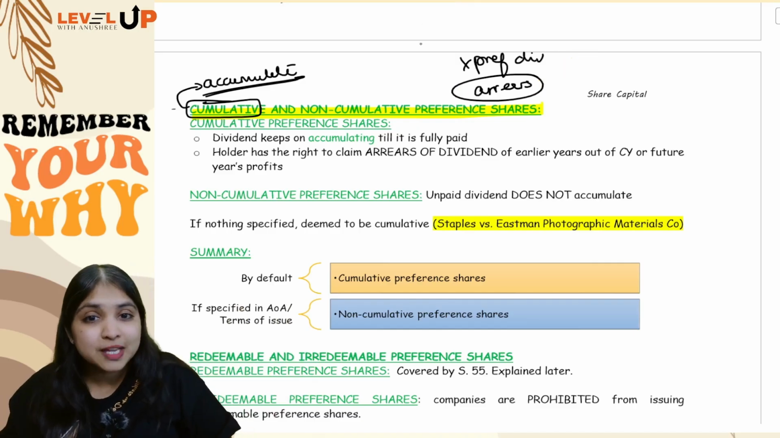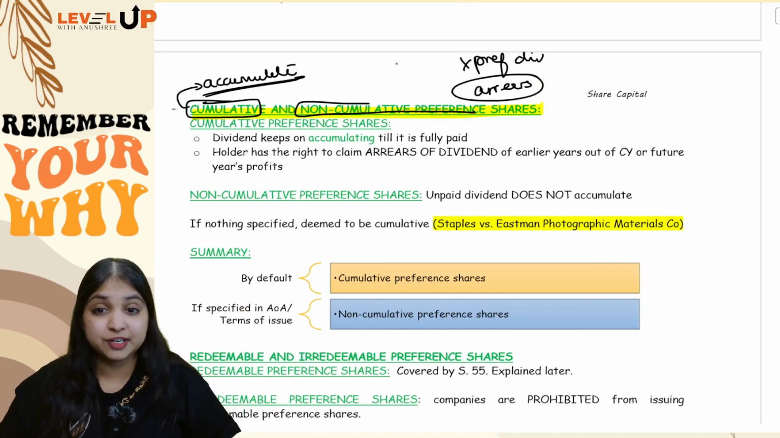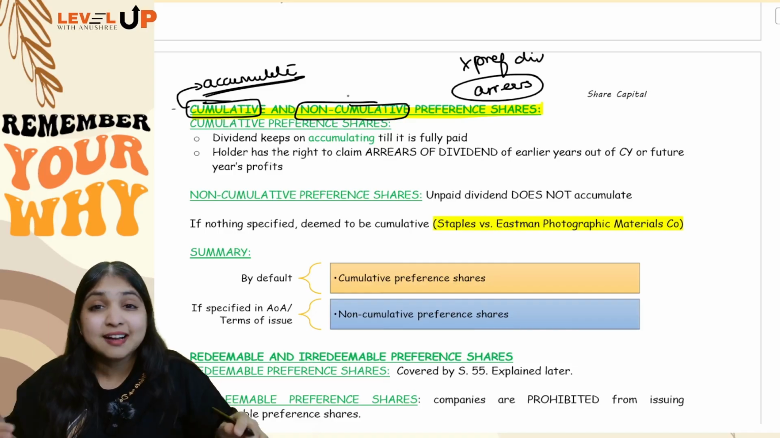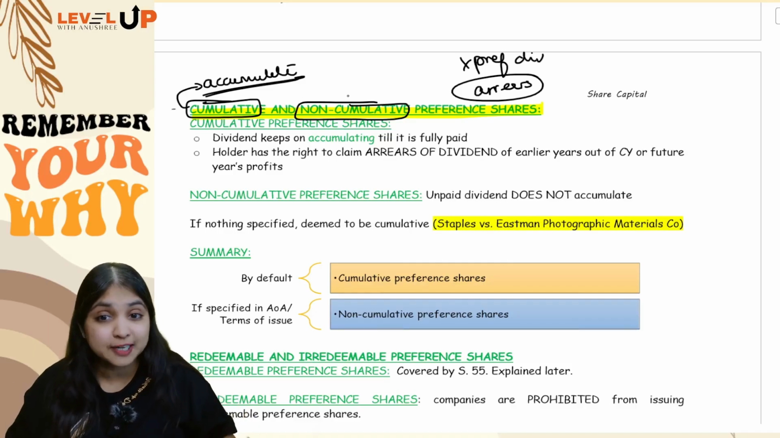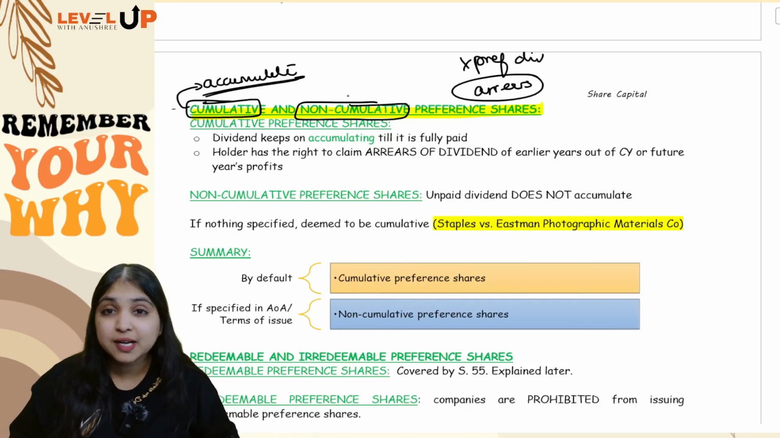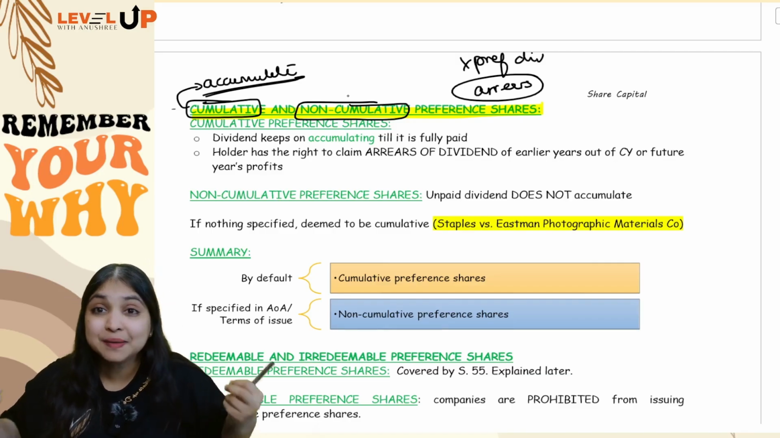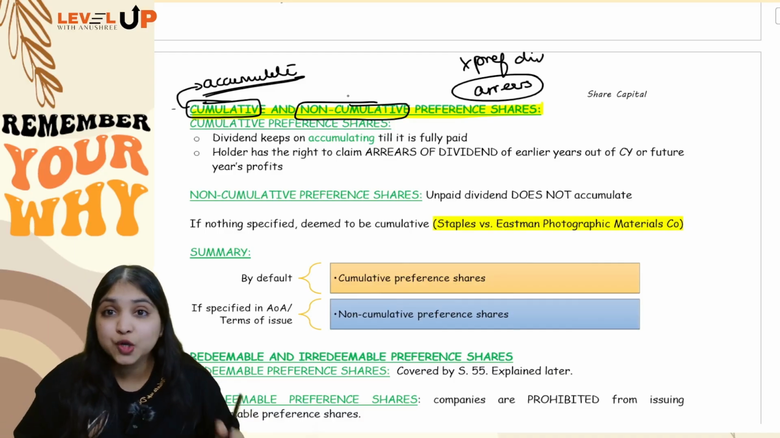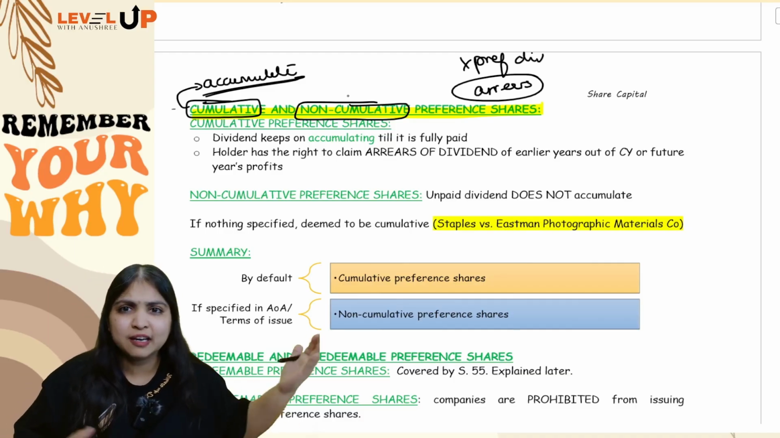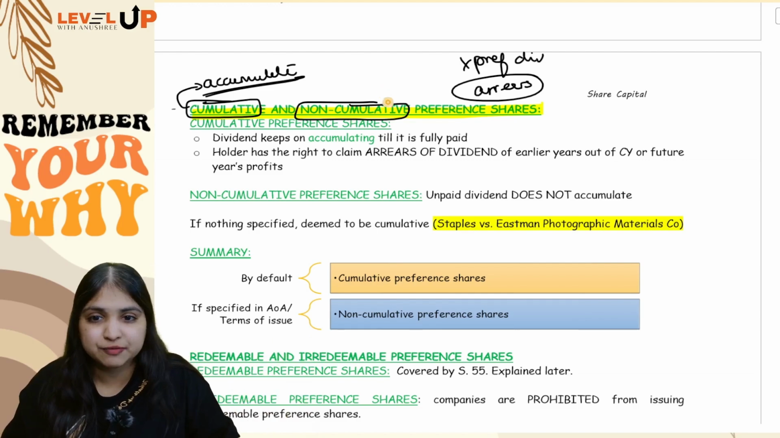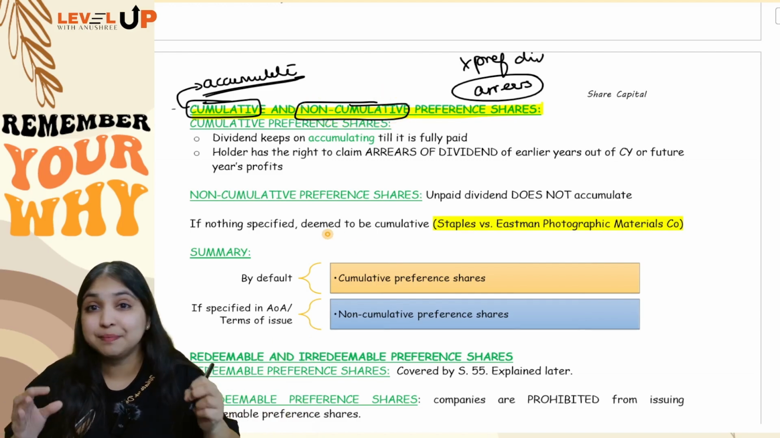But however, if your preference shares are non-cumulative preference shares, non-cumulative indicates that here the arrears of dividend will not accumulate. In non-cumulative preference shares, if the company did not pay preference dividend, that's all, guys. The arrears of dividend will simply lapse. There is no question of accumulating, no question of paying later. If the preference shares are non-cumulative preference shares, arrears of preference dividend will simply lapse.